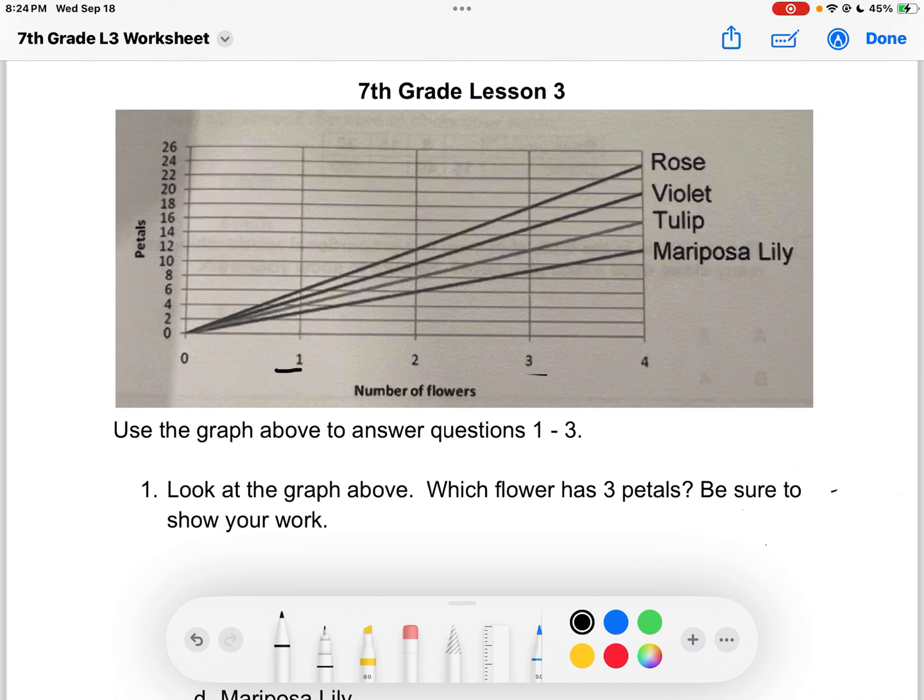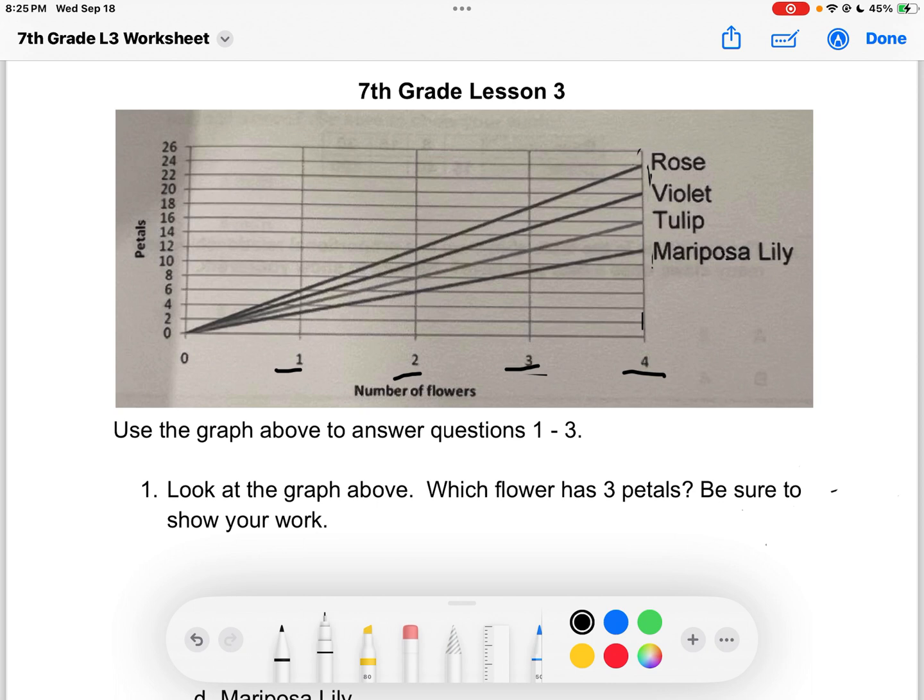So there are 4 flowers, and these petals stretch and the final numbers end at these 4 flowers. So in order to find how many petals one flower has, we need to find how many petals 4 flowers have in total, and divide it by 4. So let's get started. So over here, we need to find a flower with 3 petals.